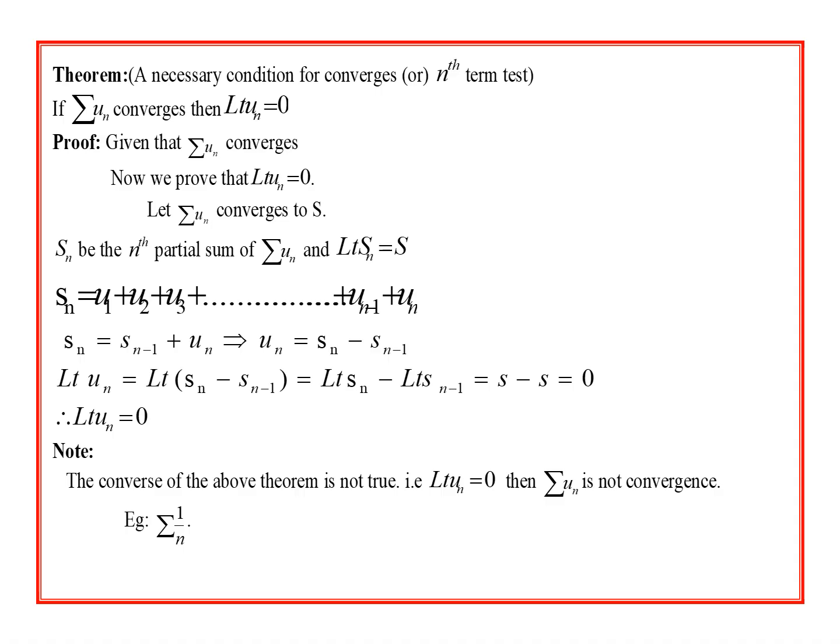On both sides we apply the limit. Then limit un equal to limit of Sn minus S of n minus 1. That implies limit Sn minus limit S of n minus 1. Already we know that limit Sn equal to S and also limit S of n minus 1 is also S. Therefore, we write S minus S equal to 0. Therefore, limit un equal to 0. Note, the converse of the above theorem is not true. That is, limit un equal to 0 does not imply that sigma un is convergent. Example, sigma 1 by n.